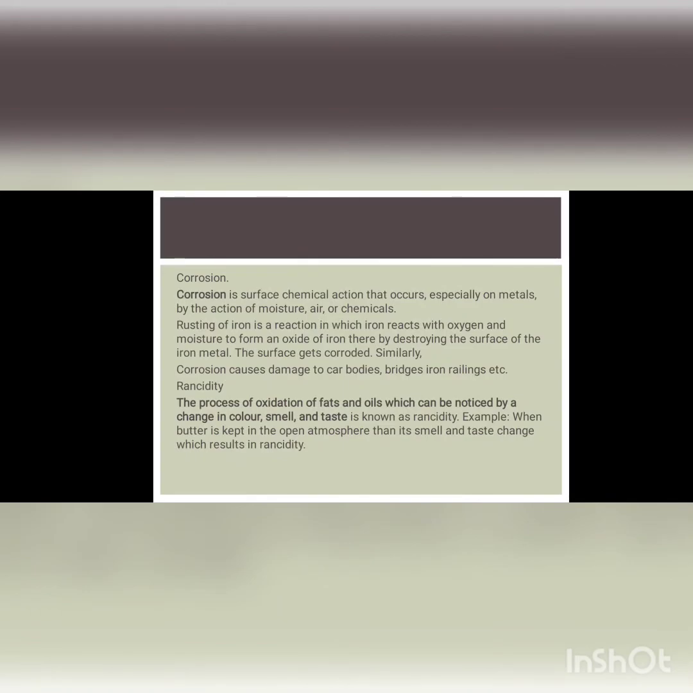Example, rusting of iron. When iron is exposed to moist air, it gets converted into a powdery substance which is called rust. Rust is when the surface of the iron gets destroyed, and we say that corrosion has occurred. Corrosion causes damage to car bodies, bridges, iron railings, etc.